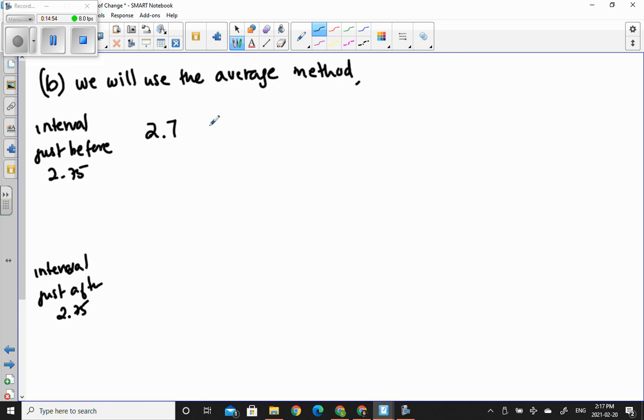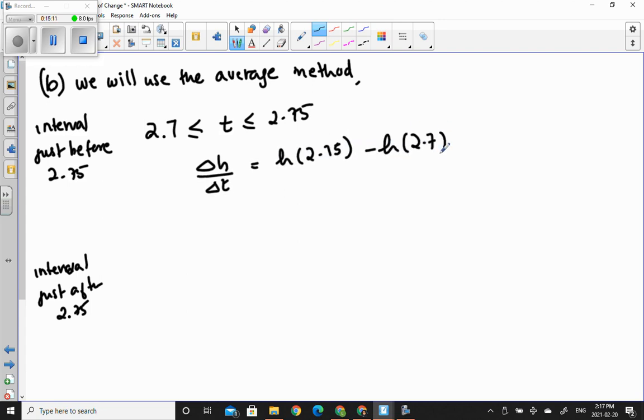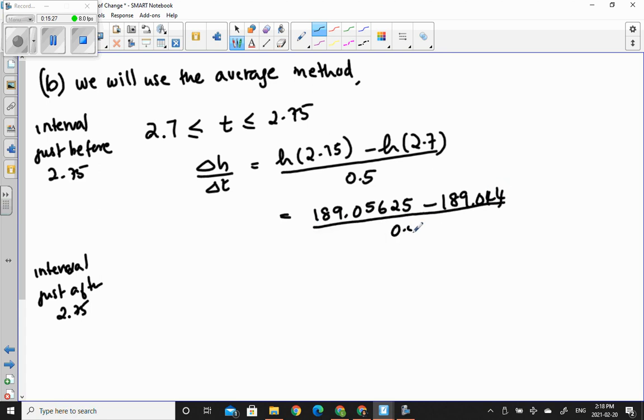So let's take an interval between 2.7 and 2.75. So that's an interval just before 2.75, and find delta H over delta T. That works to H of 2.75 minus H of 2.7 divided by 0.05, and that works out to 189.05625 minus 189.044 divided by 0.05, which works out to 0.245. So our slope here, or our rate of change, is positive.